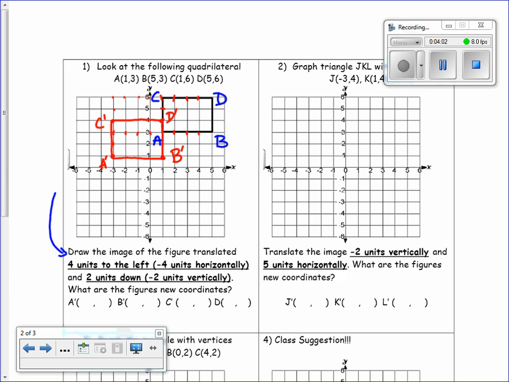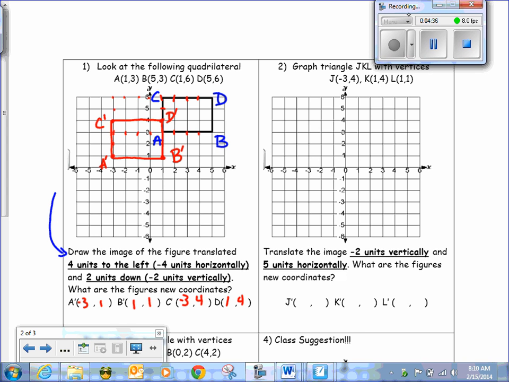Now, we can look at our coordinate points and figure out what they are. So I have (-3, 1). That's my A prime, (-3, 1). B prime is going to be (1, 1). C prime is (-3, 4). And D prime is going to be (1, 4). Okay, so there we go.